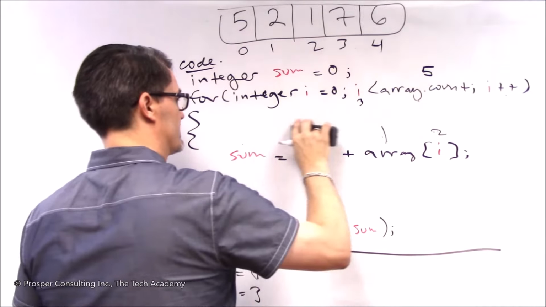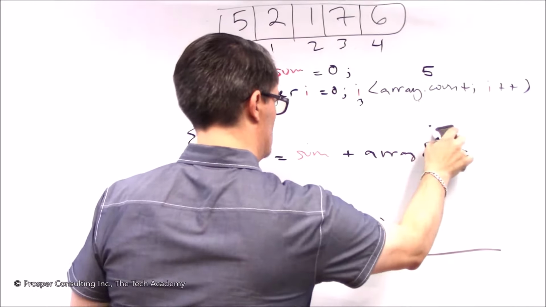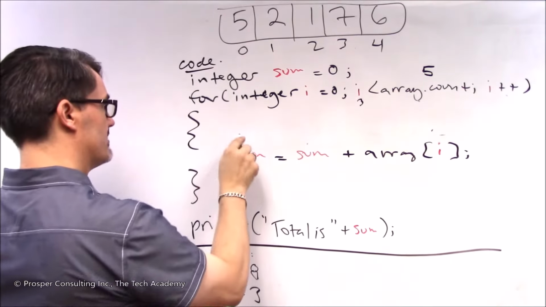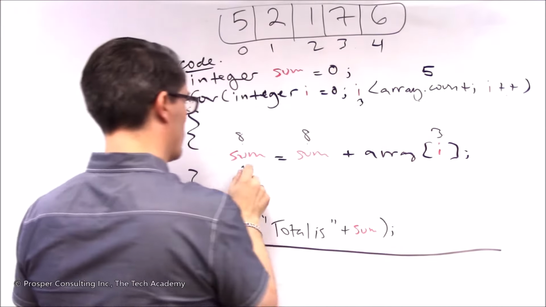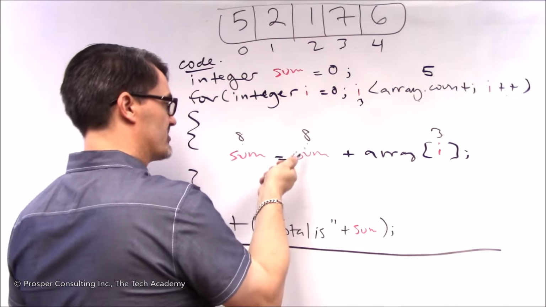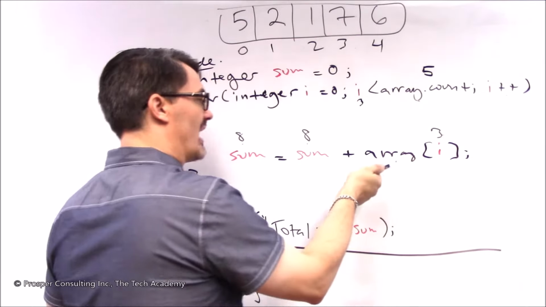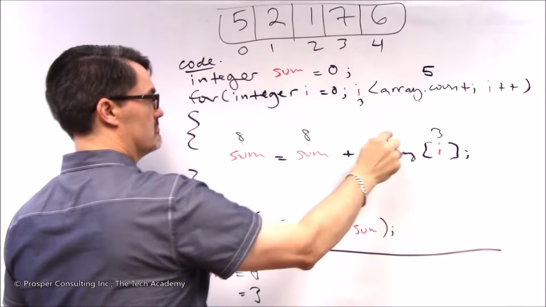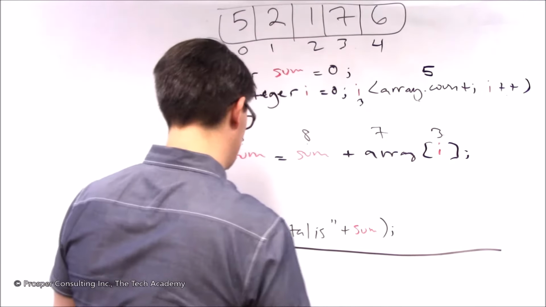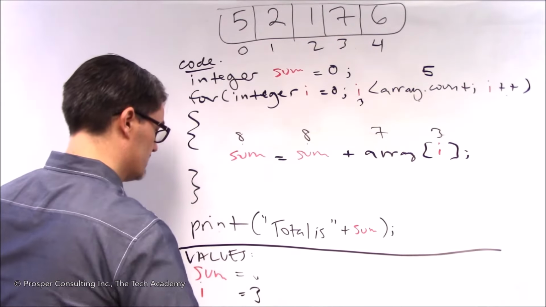So now let's reset these variables. Sum is equal to 8. I is equal to 3. So we're going to set sum to a new value: its current value plus the value of the item in the array at index 3. That's a 7. 8 plus 7 equals 15. Let's change sum to 15.